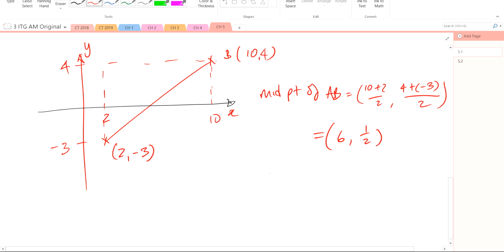Can? So based on this, does the midpoint lie above or below the x-axis? Above. It is somewhere here. 6.5. Understand how this works? Do you need to do some examples for yourself? No need lah. Okay. Then let's move on lah.